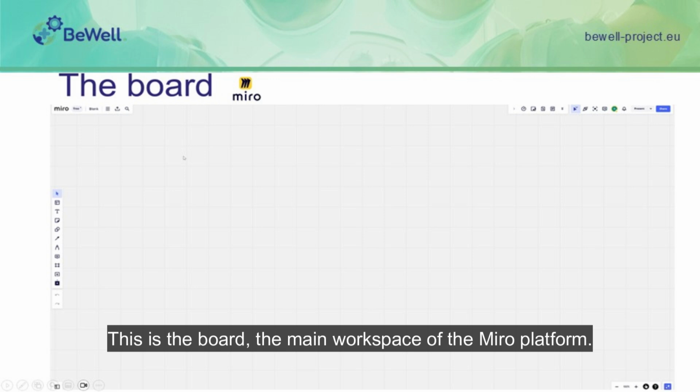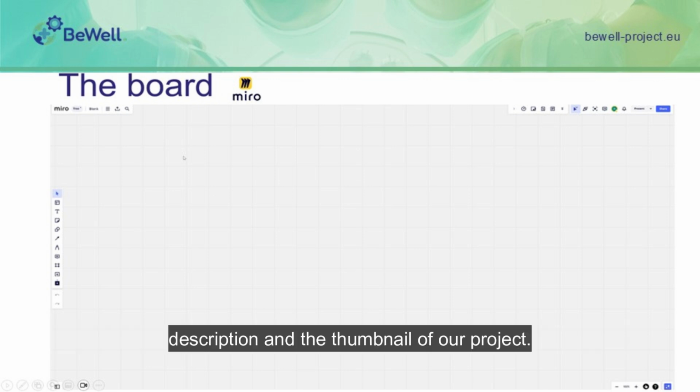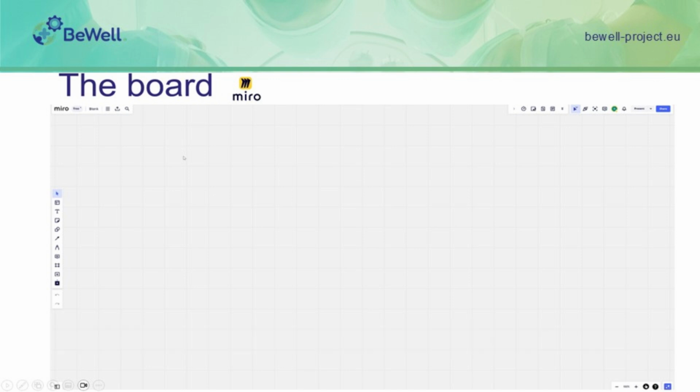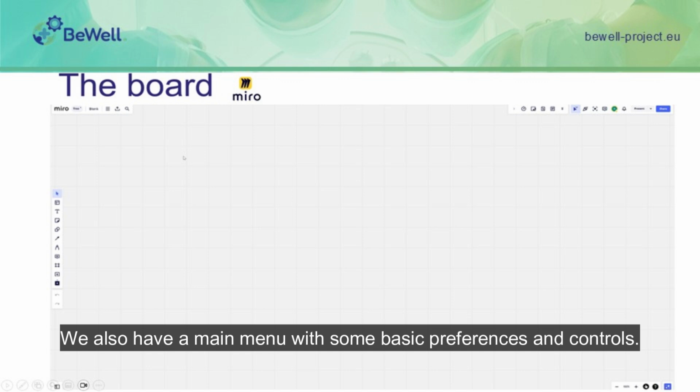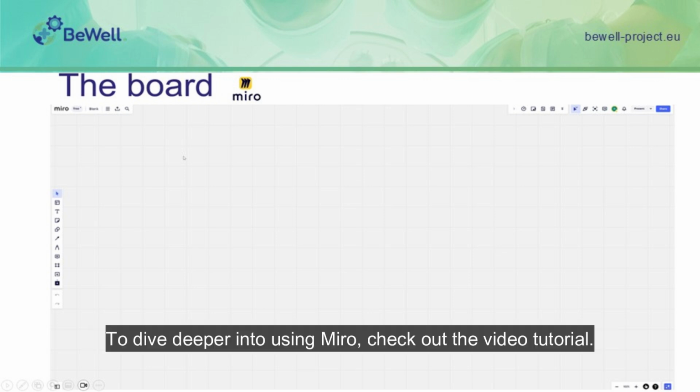This is the board, the main workspace of the Miro platform. On the top left side, we have the first menu where we can change the name, description, and the thumbnail of our project. We also have a main menu with some basic preferences and controls. On the left column, we can select a template to start our project. To dive deeper into using Miro, check out the video tutorial. You can find the link to the video in the attached text.